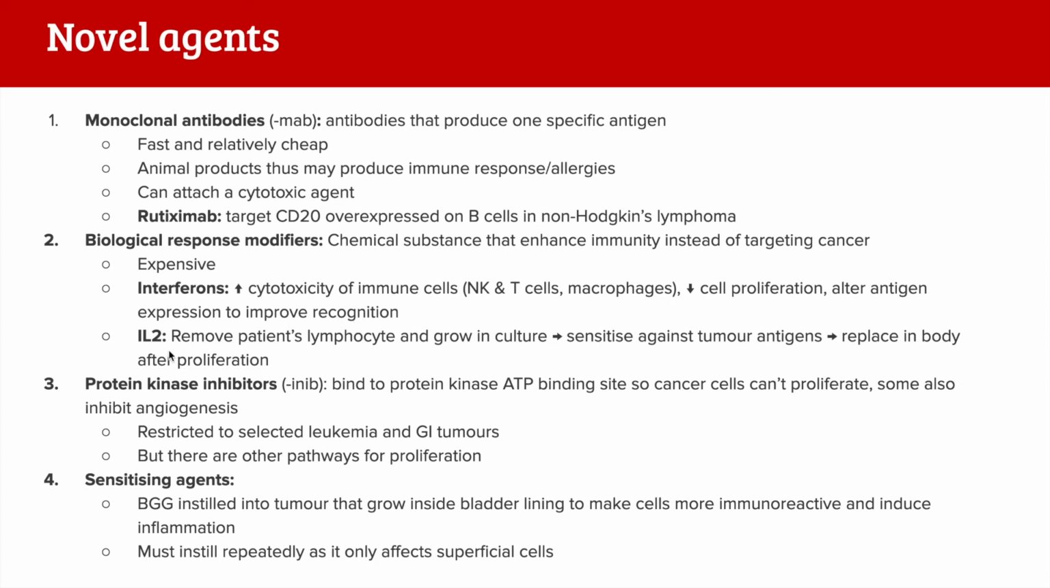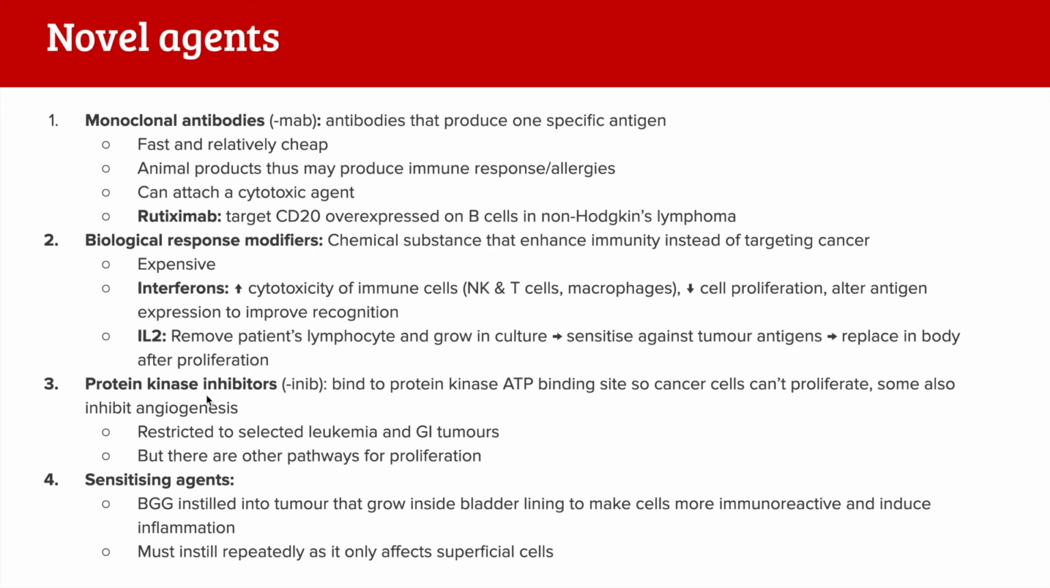And then interleukin-2. So apparently we remove the patient's lymphocytes and grow them in culture, and then we sensitize them against the tumor antigens. And then after proliferating them more, we put them back in the body, and so we have a better immune response against these tumors.